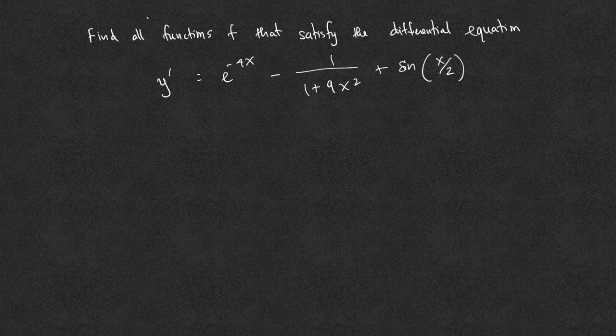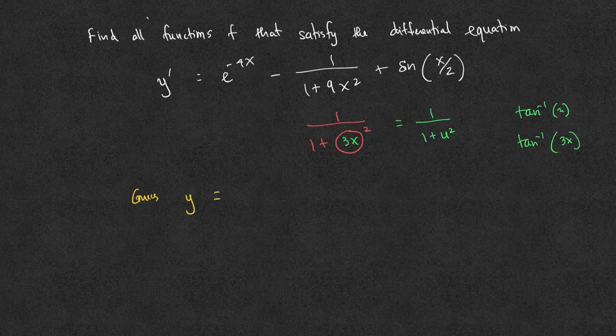For the second term, this is not a polynomial, but we recognize that this is of the form 1 over 1 plus a quantity squared, and that quantity is 3x. The quantity 3x squared is 9x squared. Since this is of the form 1 over 1 plus u squared, we will guess that its antiderivative is tangent inverse, or arctangent, of u. In this case, u is 3x, and again, we can never change the inner function.